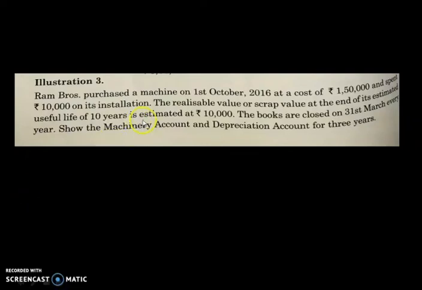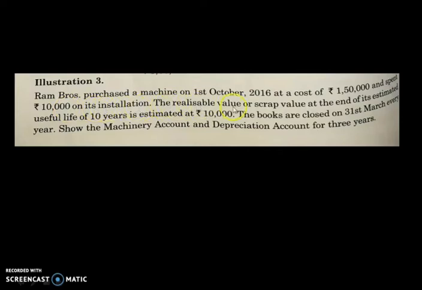Let us do one more problem. Ram Brothers purchased a machine on 1st October 2016 at a cost of rupees 1,50,000 and spent rupees 10,000 on its installation. So what is the cost of that machinery? Yes, 1,50,000 plus 10,000, that means 1,60,000 is the cost of that asset.